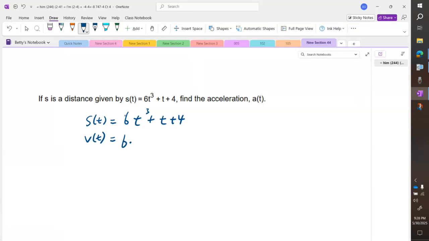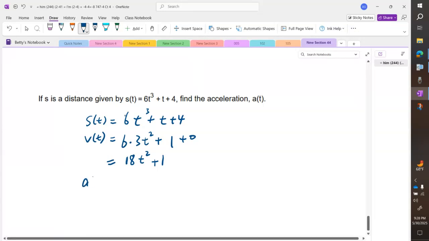So keep the coefficient. t cubed, the derivative is 3t squared. And the derivative of t is 1. The derivative of 4 is 0. Simplify. We have 3 times 6 is 18. t squared plus 1. That's the velocity function.